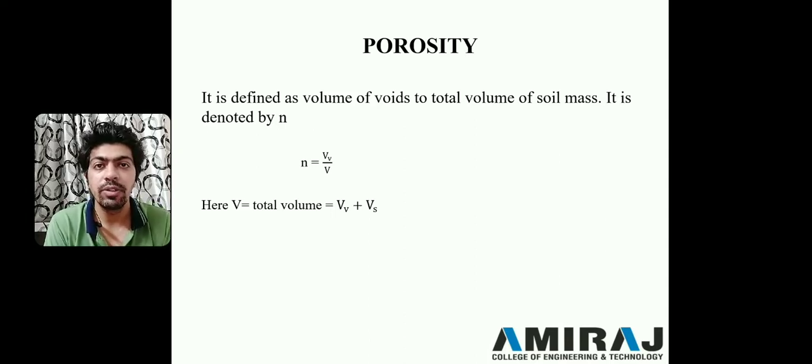Next term is porosity. It is indicated with small n. It is defined as the ratio of volume of voids to the total volume of soil. Volume of voids is VV, but total volume is volume of voids plus volume of solids. This volume of voids includes volume of air plus volume of water. So total volume is equal to, as I have already shown you, volume of voids plus volume of solids.